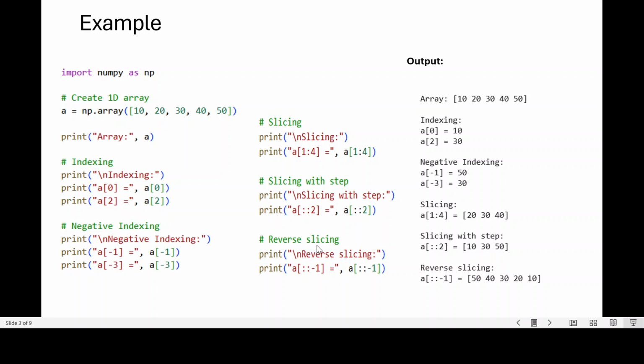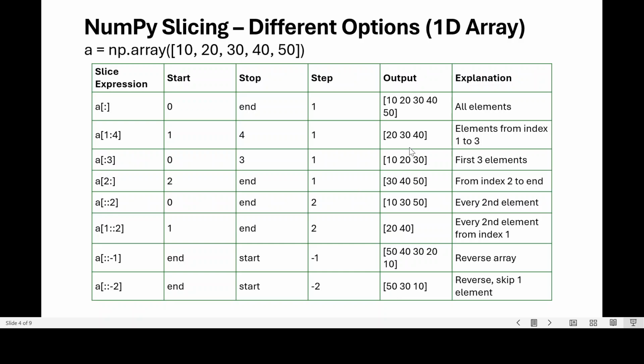Then reverse slicing, a[::-1]. Here also we are not mentioning any start or stop, but instead we are representing -1 as the step. If it is negative, we have to start from the end of the array. So the step will be -1, which moves one step backward. It starts printing from the last position of the array and moves one step backward, so all elements will get referred. Then by using this table you can refer to different options for NumPy slicing.